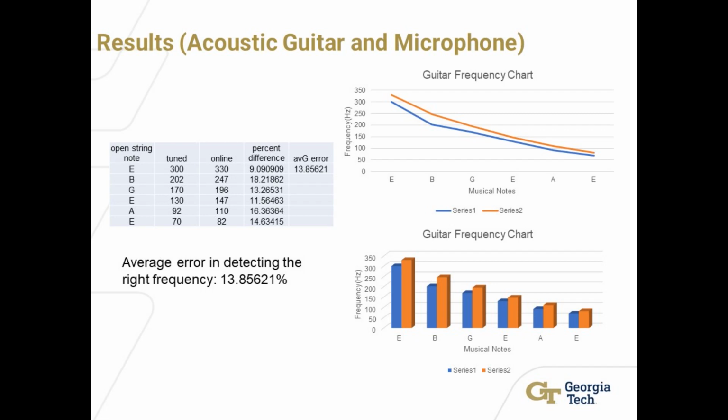As you can see on the slide, the tuned frequencies are about 14% lower than what they're supposed to be for it to be a perfect note, meaning that the guitar strings were just a little bit looser than what they're supposed to be.